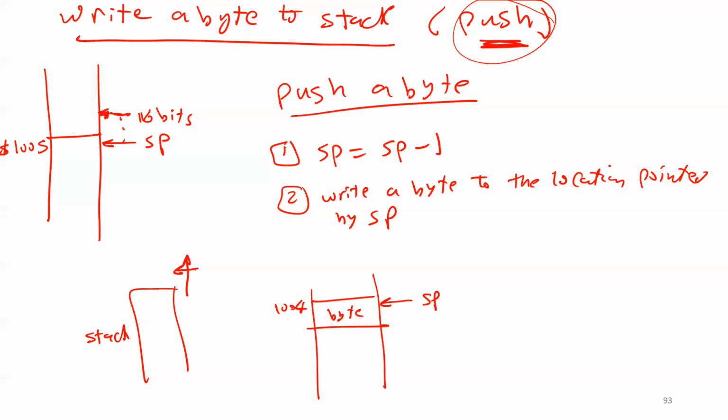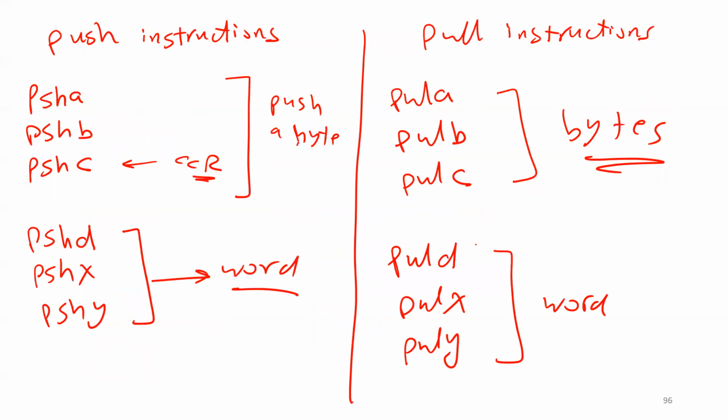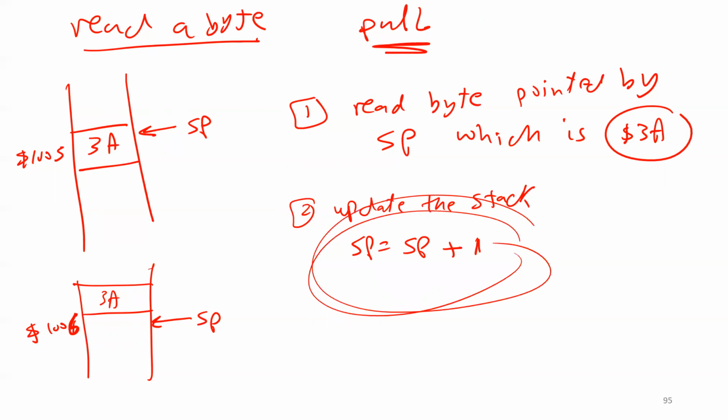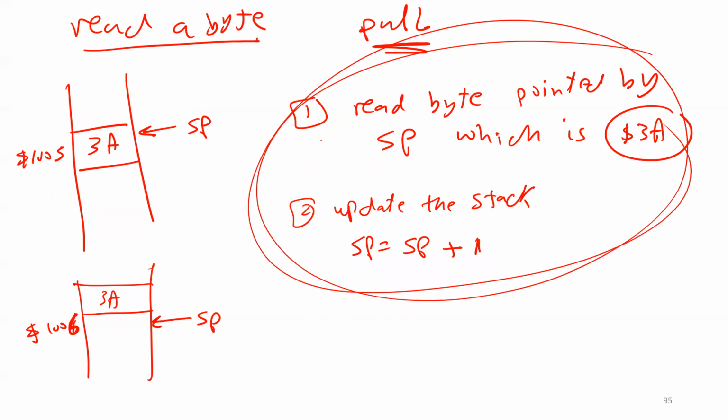So everything is similar to what I explained before, guys. The only difference is that you subtract two and write two bytes, and when reading you read two bytes and then add two. Any questions? Again, you don't need to do this operation by yourself. We already have an instruction for pull. Pull itself is going to read and give you the value, and then it's going to update SP. So you can see SP is always updated. Is that okay?